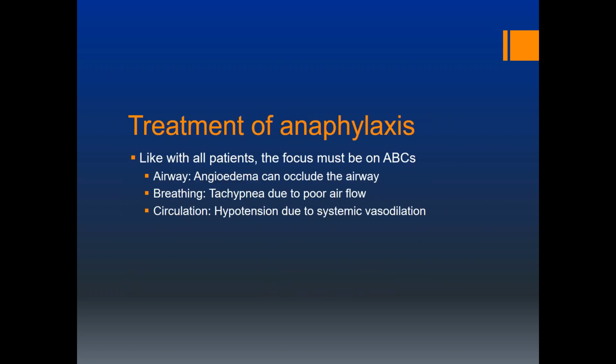How do we treat it? Just like anybody else, we're going to focus on our ABCs, our airway, breathing, circulation. If we have an airway problem because of that angioedema, that can and is likely to actually occlude this airway, and we have a patient who is tachypneic, so breathing really fast, because they can't get good airflow through all of those constricted and flooded airways. And we have a patient who is profoundly hypotensive due to all of that systemic vasodilation.